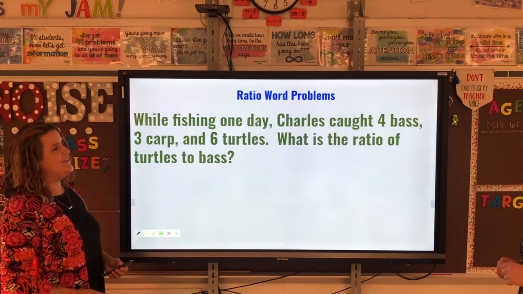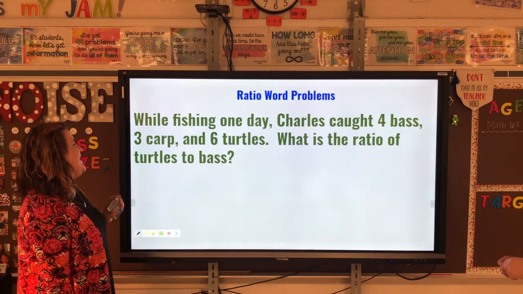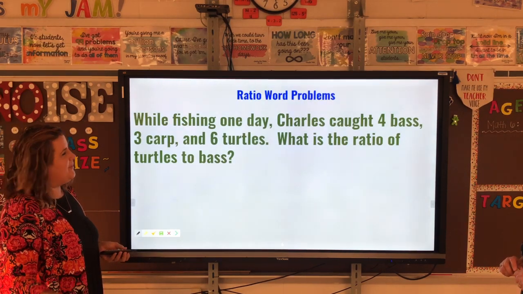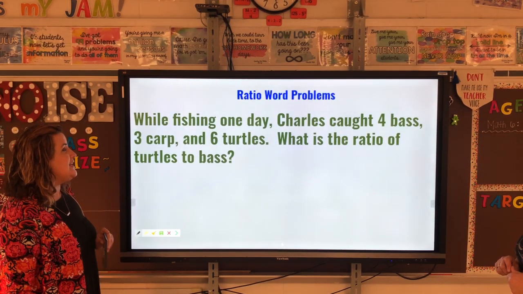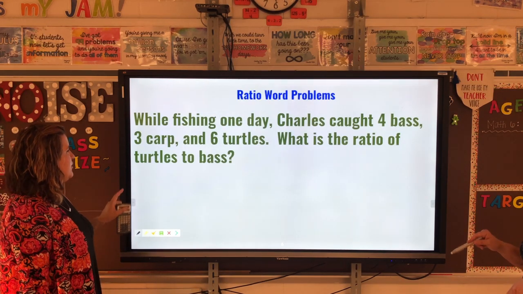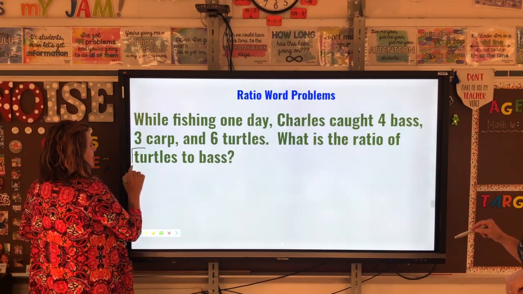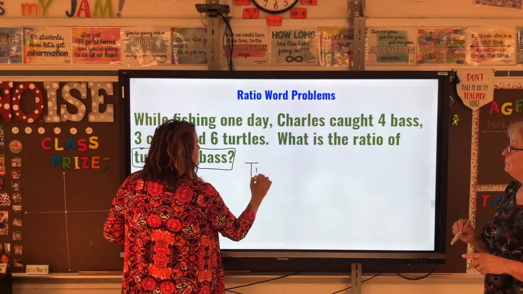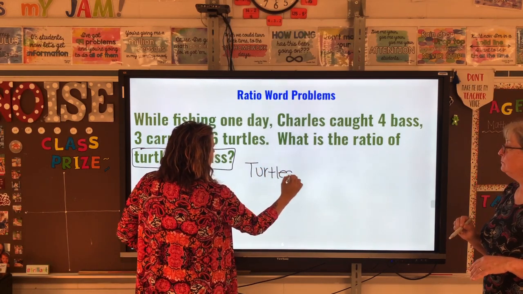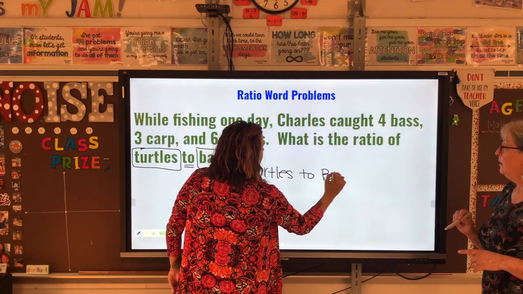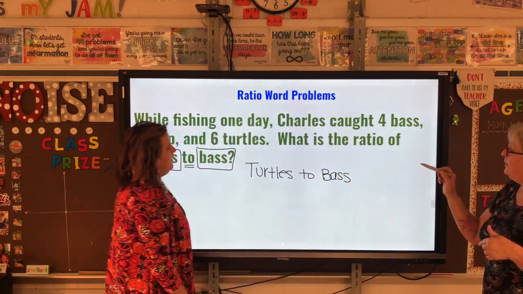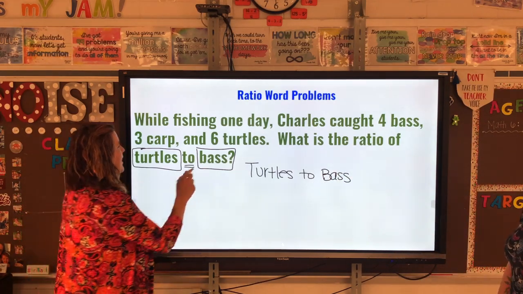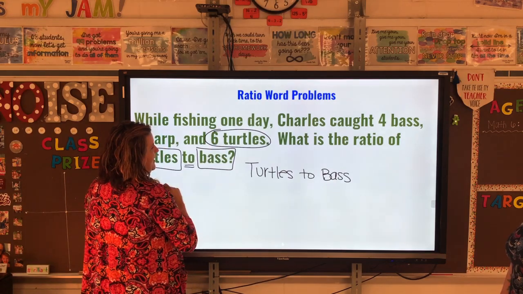Oh, this one I think was about my husband. It says, while fishing one day, Charles, he catches them, not buys them, caught 4 bass, 3 carp, and 6 turtles. What is the ratio of turtles to bass? All right, so again, I'm going to highlight that information that's important. Turtles to bass. And I like to just rewrite it because it gives myself a key. When you're writing it, you can see that it's a part to part. So I'm not going to write it in the fractional form. So I have 6 turtles, and then I have 4 bass.